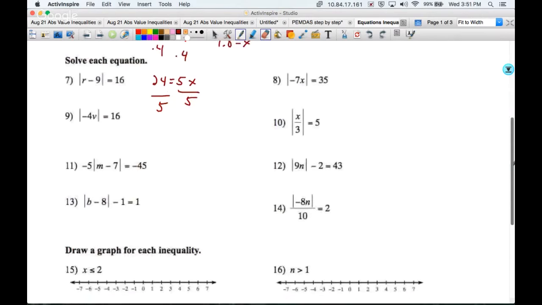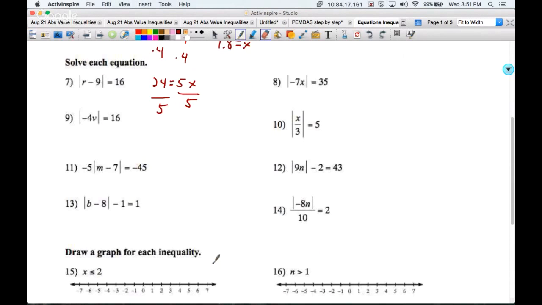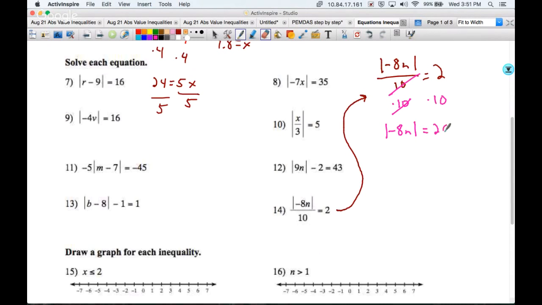Let's look down here where we're solving absolute value equations. I'm going to pick problem number 14 because we've got an operation outside of our absolute value brackets, and it's a division problem. So when I start with the absolute value of negative 8n over 10 equals 2, the first thing I want to do is move that 10 to the other side. It is dividing everything on this side, so if I multiply both sides by 10, it will cancel out. Now I'm left with the absolute value of negative 8n equals 20.